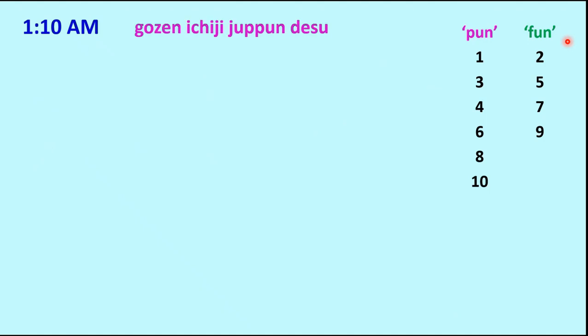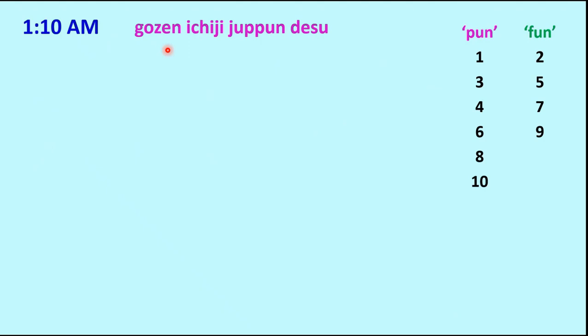So this is our familiar categorization of the numerals of minutes in terms of Pun and Hun. Now let's take a look at some examples. 1:10 a.m. How will it be expressed in Japanese? That is 10 minutes past 1 a.m. Gozen ichiji juppun desu. Gozen is for a.m., ichiji is for the first hour or 1 o'clock, juppun is 10 minutes, desu is the verb. So it is 1:10 a.m.